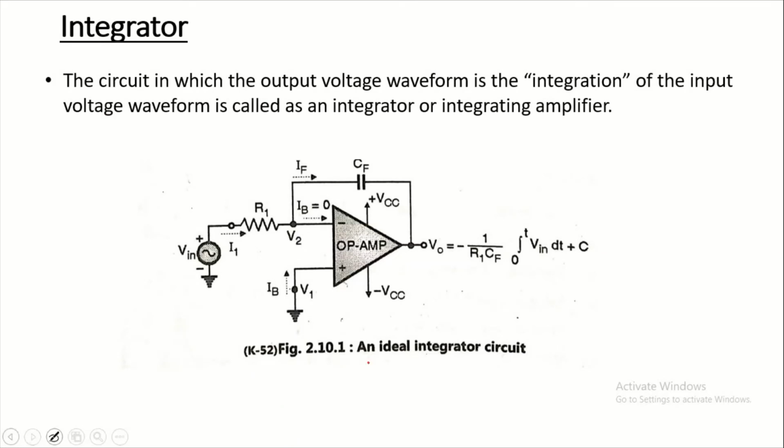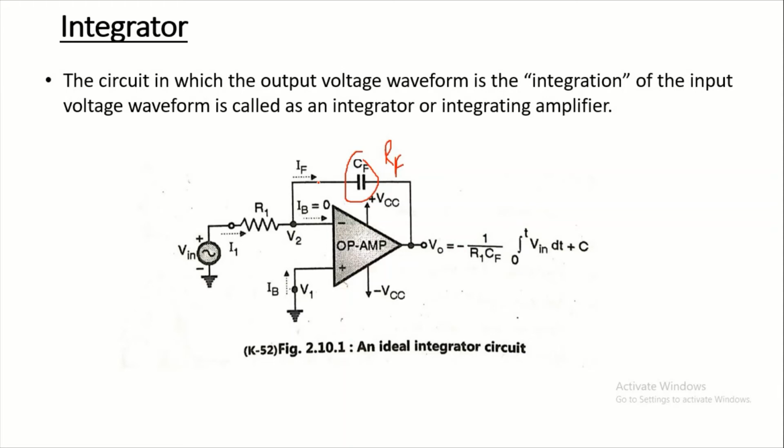Now, our next topic is integrator. The definition of the integrator is that the circuit in which the output voltage waveform is the integration of the input voltage waveform is called an integrator or integrating amplifier. The ideal integrator circuit is shown in this figure. The circuit is obtained by replacing a feedback resistor. Up till now we used feedback resistance RF, but in the integrator we replace the RF resistor by a capacitor, which is denoted as CF, the feedback capacitor.